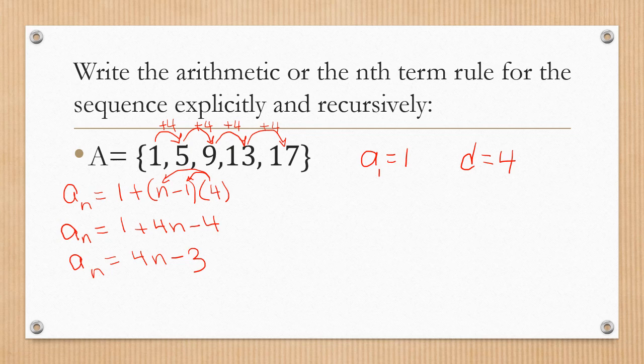Now the recursive form or rule is a sub n equals a sub n minus 1 plus d, which is in this case 4, and I have to mention what the first term is. That's important. And in this case, a sub 1 is 1. So that's all you need to do for the recursive rule. And if you look at it, it means the term is equal to the previous term plus 4, which makes sense, and the first term is 1.